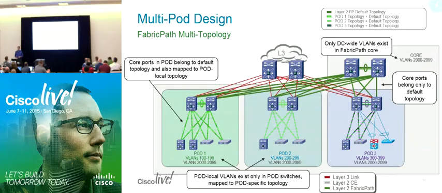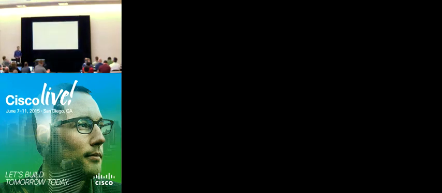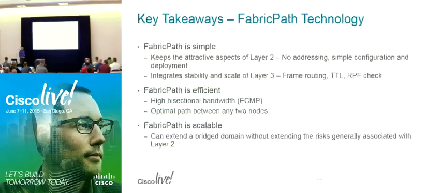Okay. All right, so we have just a little bit of time to wrap things up, and here are the key takeaways. So we saw that FabricPath is simple. It's simple in terms of provisioning. It's simple in terms of configuration. There are only a few commands that you need to do to get FabricPath going in your network. And it integrates the scalability and stability of layer 3 with the benefits of layer 2. It's efficient because we can do equal cost multipathing. We are no longer restrained to, let's say, blocked paths, right? We don't need to block paths.